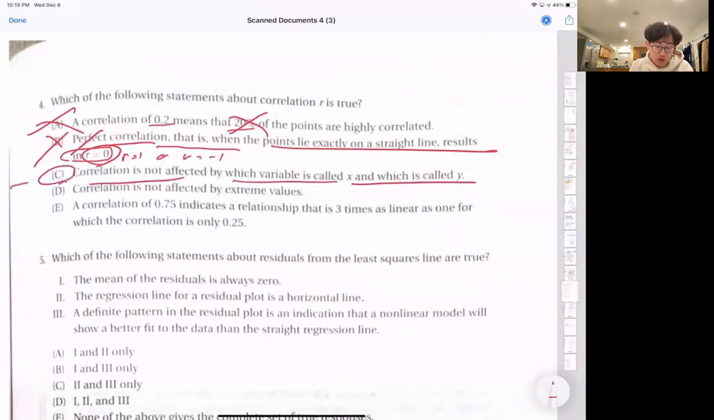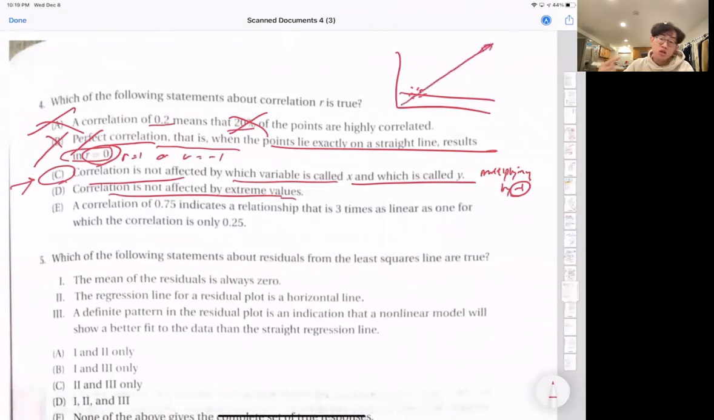Correlation is not affected by which variable is called X and which is called Y. This is actually absolutely true. Correlation does not get impacted by anything unless you're multiplying by -1. We've actually established that in the previous video. Correlation is not impacted by extreme values. It definitely gets impacted by extreme values. Imagine, I have this where it gives you only correlation of 0, but an extreme value up here can actually increase your correlation by a dramatic amount.